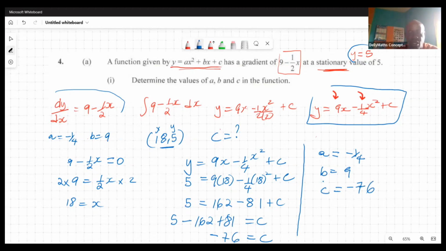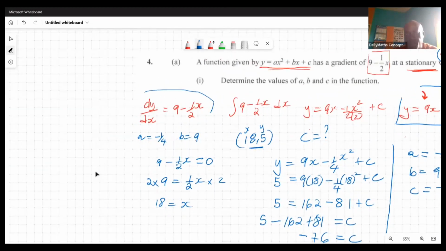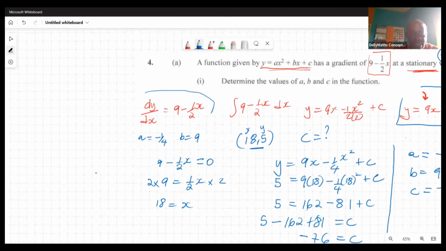There's another approach that we could have used to still get our A and B. To get this C, we definitely would have to find the point and substitute it. But we could have done this quickly to find the A and the B. I could have taken just another approach, right? I could have taken y equal to ax squared plus bx plus c.